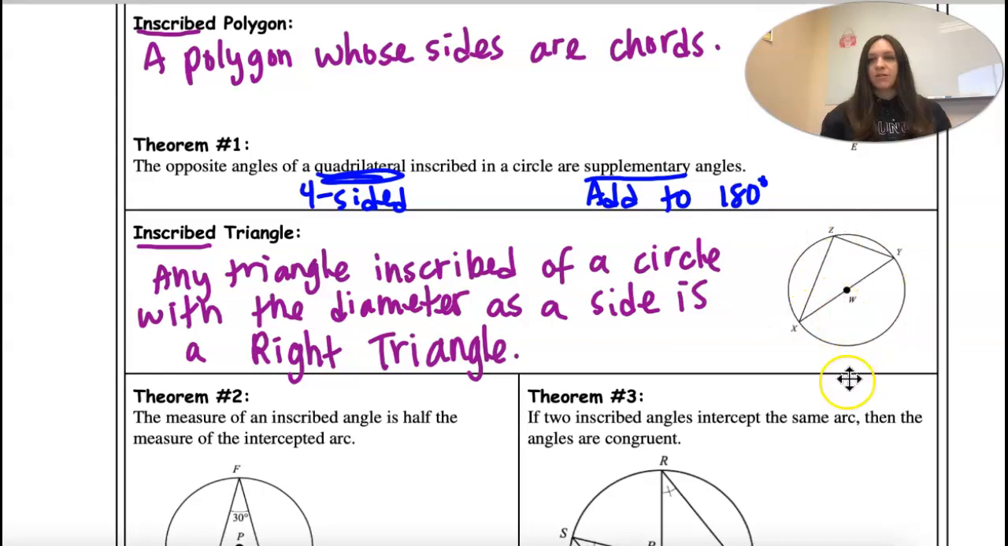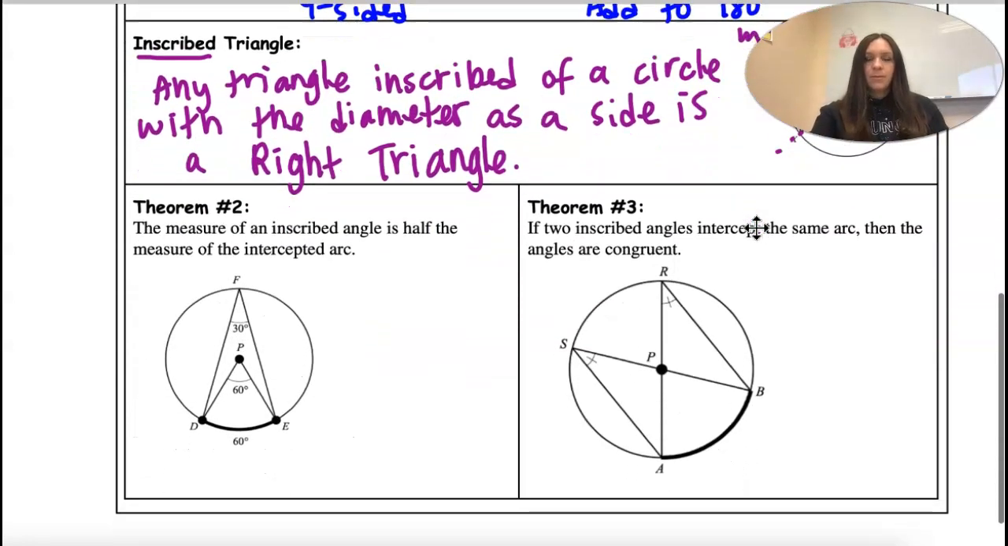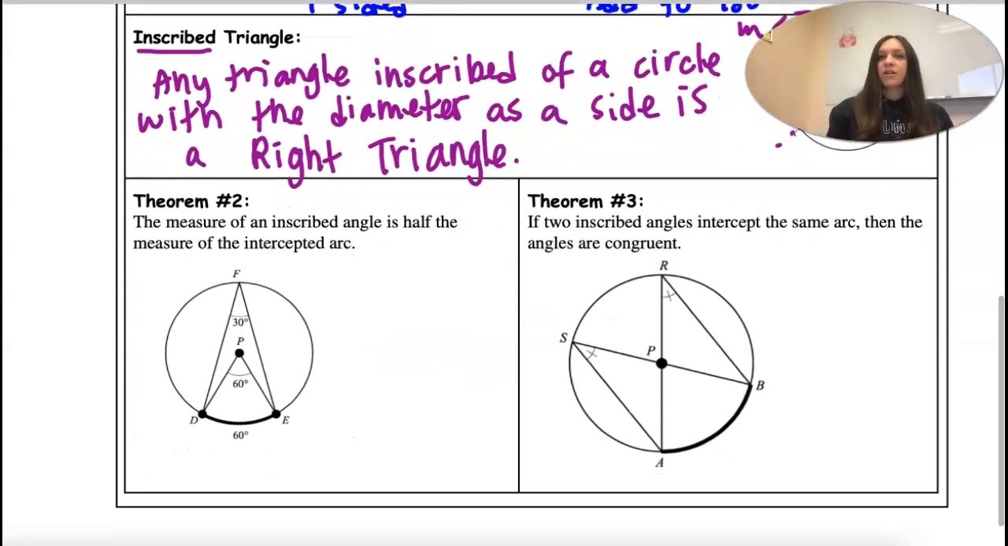So look at my circle right here. Here's the diameter. It's a side of a triangle. So that means that this angle here is a right angle. Angle Z, the measure of angle Z is 90 degrees. So that's whenever we have the diameter as a side. Okay, that's not a theorem, but it's just something that we see all the time. But I have theorem 2 and theorem 3.